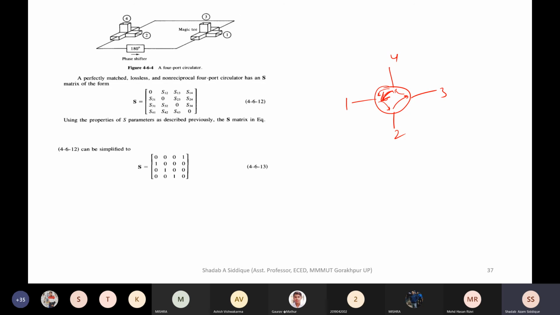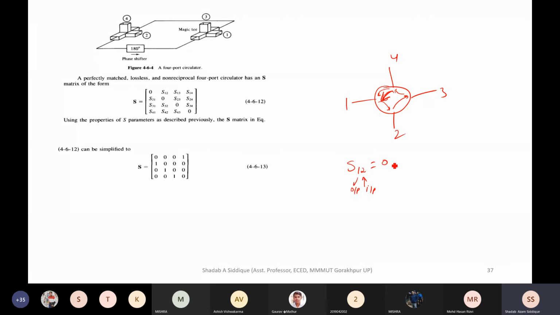So what will happen at that time? Okay, so I can have this S12, 1 to 2, that will become 0. When we apply input from port 2, this is input, this is output. When we apply input from port 2, we are not getting output at port 1. So that becomes 0.